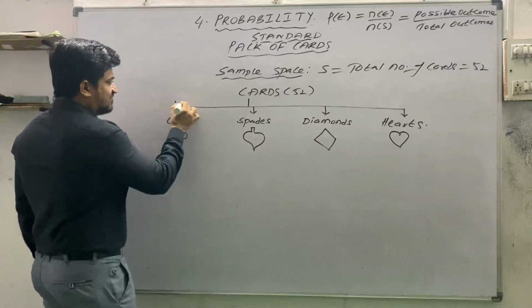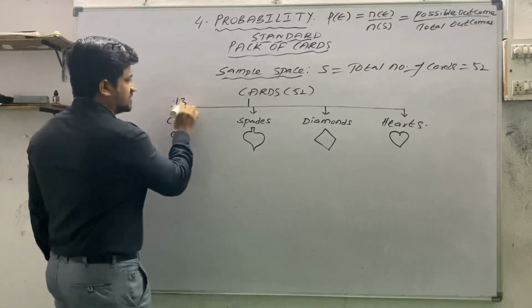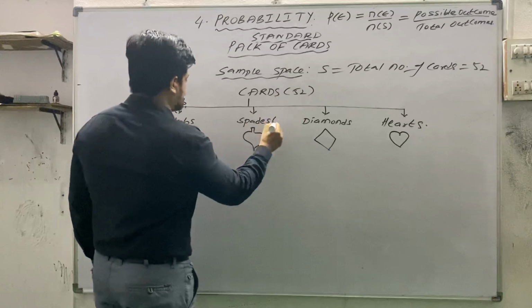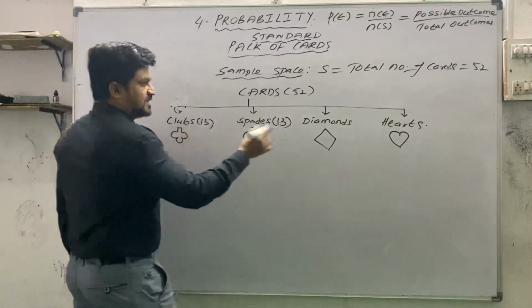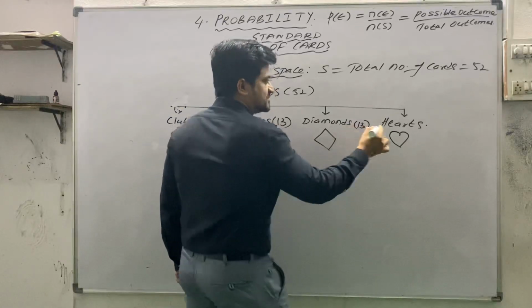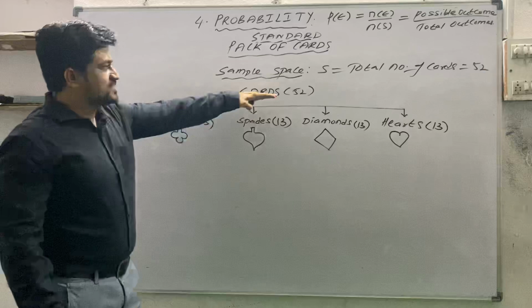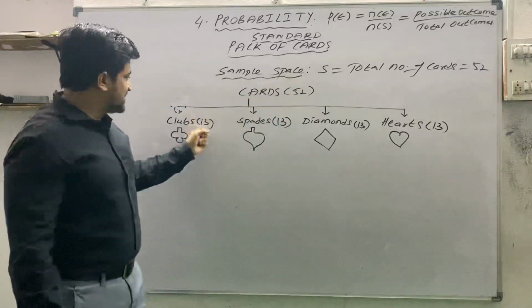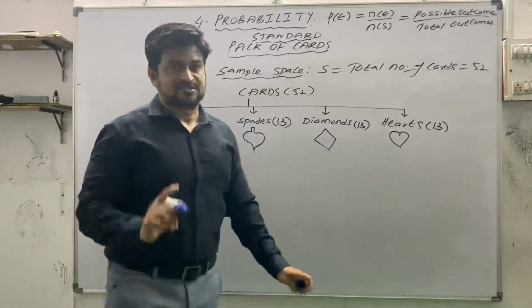Clubs, we have 13 clubs, and the number of spades is also 13. Diamonds are 13, hearts are 13. That means in a pack of 52 cards, we find 13 clubs, 13 spades, 13 diamonds and 13 hearts.